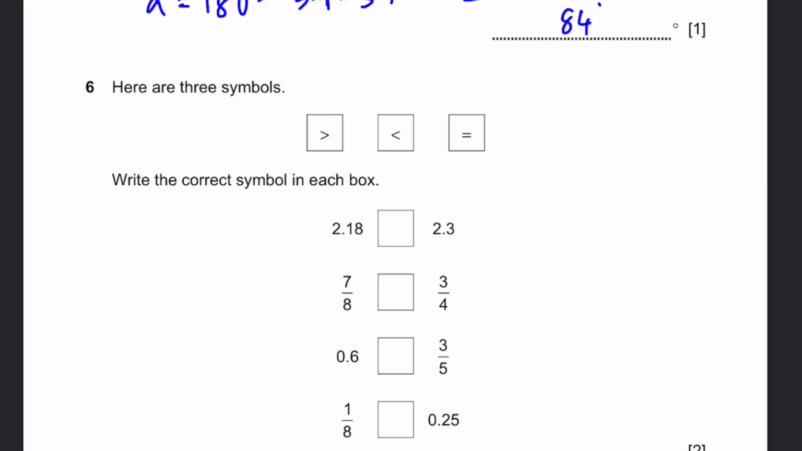Question 6. Here are 3 symbols. Write the correct symbol in each box. 2.18 dash 0.3 is less than. 7/8 is dash 3/4.